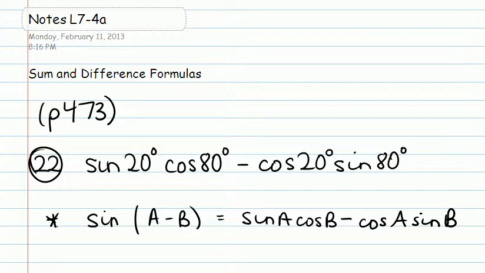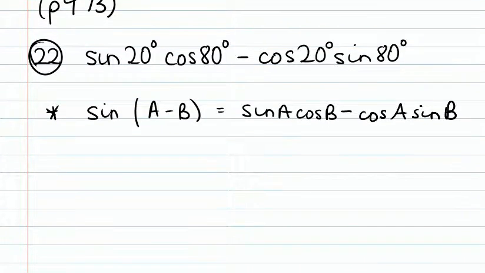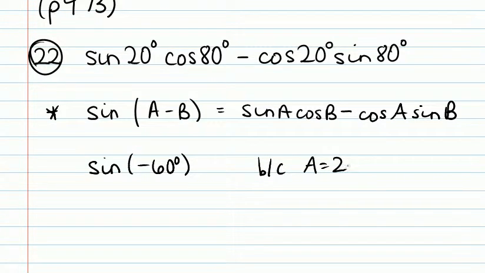Therefore, in the math problem that we are doing, we're actually finding the sine of negative 60 degrees because A is 20 degrees and B is 80 degrees. So you go to your handy dandy reference sheet and you find the sine of negative 60 degrees, which is negative root 3 over 2.